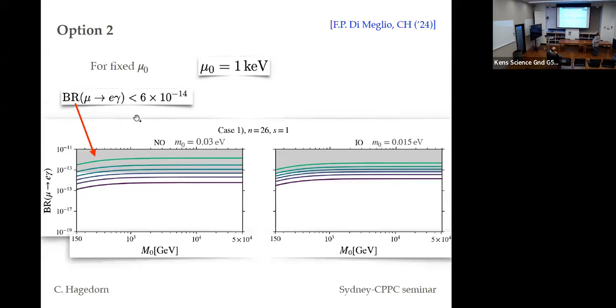You can learn that the mu to e gamma is actually nice, but there are some values of theta R for which you can't exclude anything. Not even for this mu0 being 1 keV, and even for small masses of M0, ridiculously small, like 150 GeV.